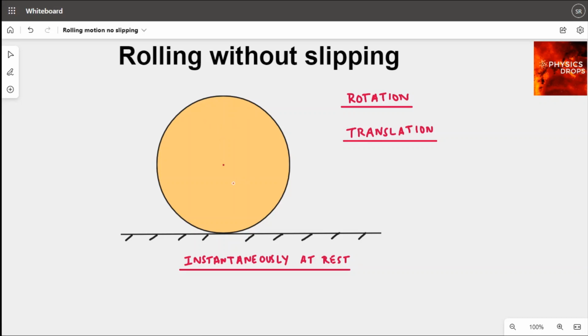Let's take a disk which is rolling, and let's see if it doesn't have to slip. I mean, it shouldn't slip on the surface. Then what are the conditions for linear and angular velocities? As we know, when this disk is rolling forward, it has two motions.